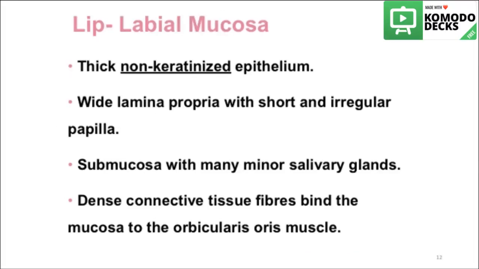So moving from the skin, which is keratinized epithelium, to the vermilion zone, which is a specialized keratinized epithelium, to the transitional intermediate zone composed of parakeratinized epithelium, we reach the labial mucosa, which is a non-keratinized thick epithelium. It has a wide lamina propria with short irregular papillae. The submucosa has many salivary glands, which are called the labial glands, and there are dense connective tissue fibers binding the mucosa to the orbicularis oris muscle.